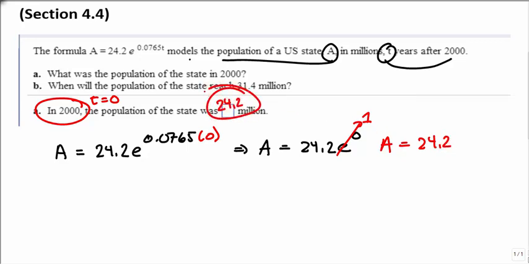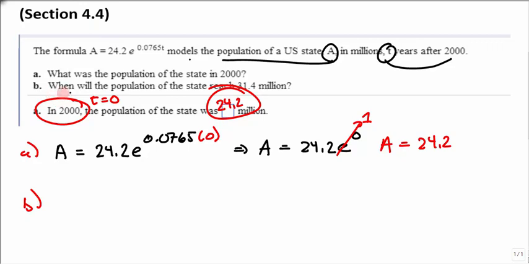million. The important thing to do here is, when you are looking at the values, make sure you understand which value represents which variable. In this case, t stood for the number of years since the year 2000, and A stands for the actual population. That was part A. Let's go ahead and look at part B as well.